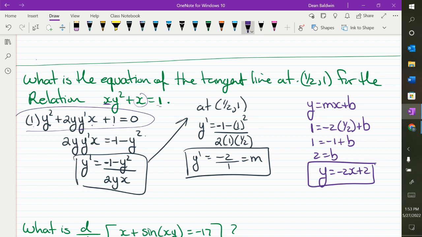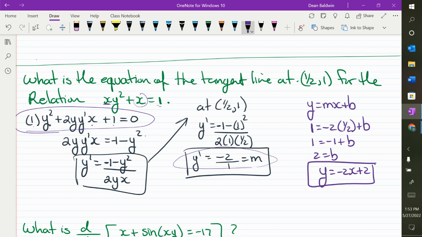So once you have this, if I'm asking for the equation of a tangent line, you actually don't need to solve for y prime at this point. You can just plug in your x and your y and then solve for y prime, because it'll all just turn into numbers except for y prime. But anyway, I solve for it. I plug in x and y, and you get y prime is equal to -2. That is your slope because it's the derivative.